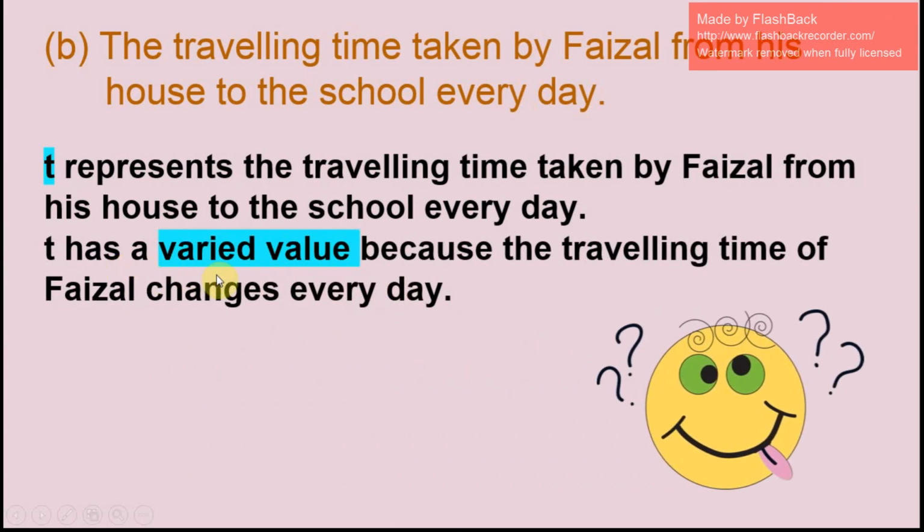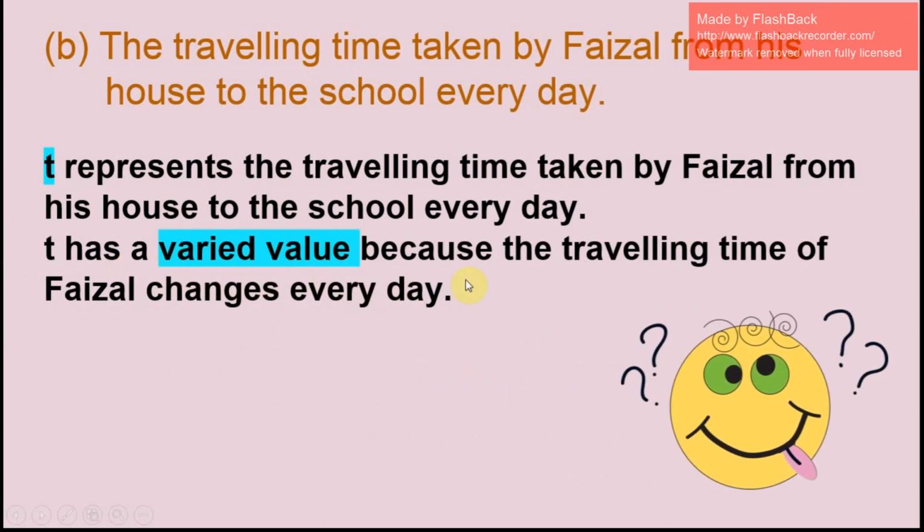T has a variable value because the traveling time of Faisal changes every day. Sometimes very fast, sometimes very slow. That's why we say this T has a variable value.